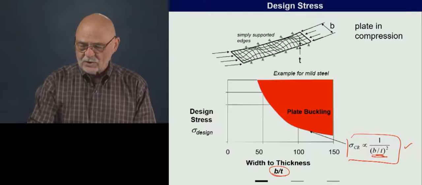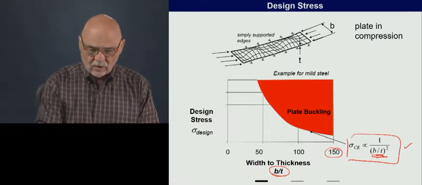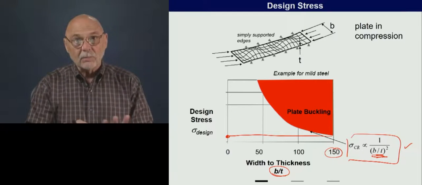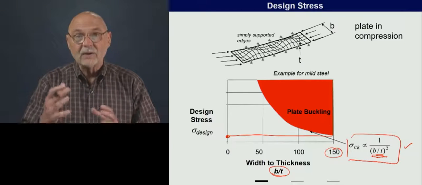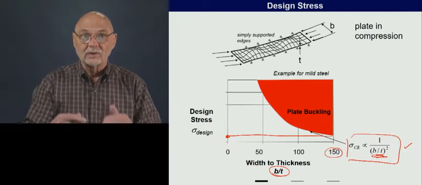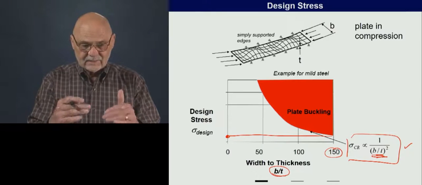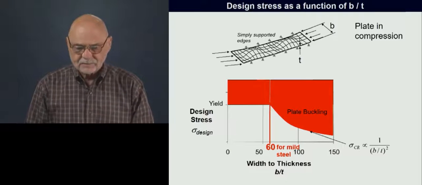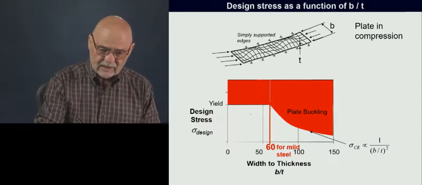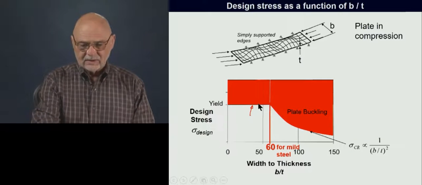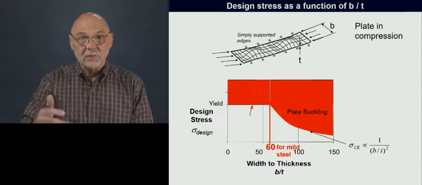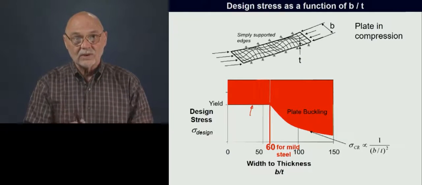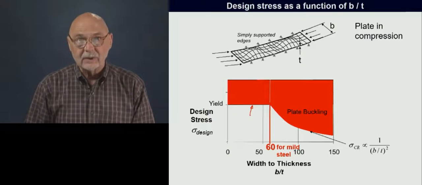So the higher the B/T ratio, say 150 here, the lower the plate buckling stress. And of course, when we design this little plate, the design stress will be whatever's lower. It's either going to be yield stress or this plate buckling stress. So let's superimpose that again. Whenever we have a design that goes up above the white area of this chart into this red area, that plate would fail. It can fail by one of two mechanisms. One is yield, the other is this plate buckling phenomenon.